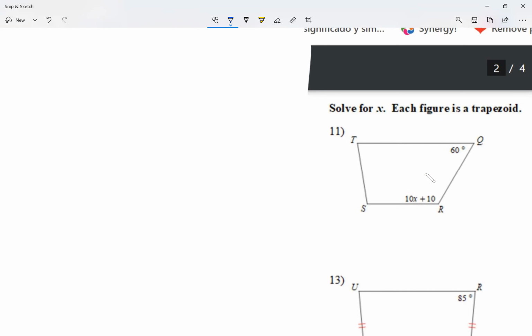First thing I do on a trapezoid, let me just draw a trapezoid. We have 2 sides that are parallel. Let's assume those are parallel. So we have 2 sides that are parallel and then 2 sides that are not.